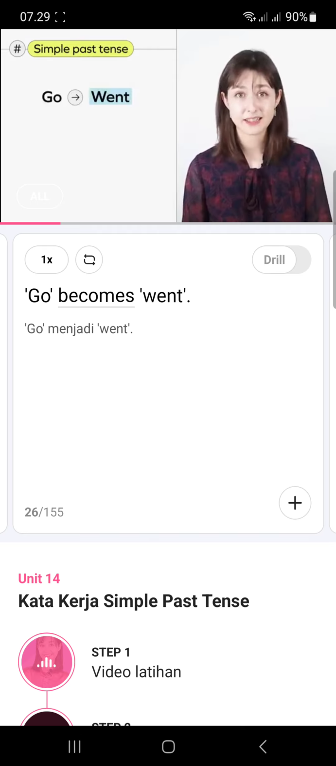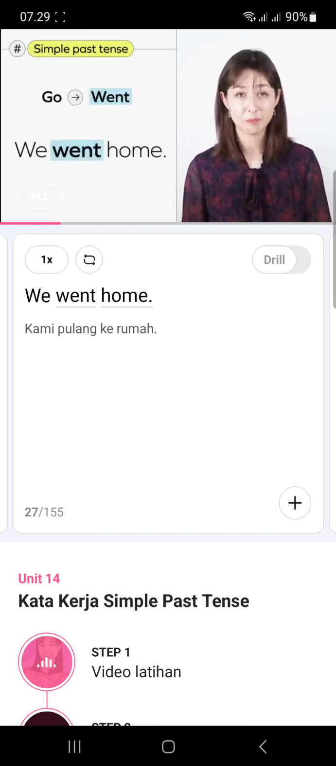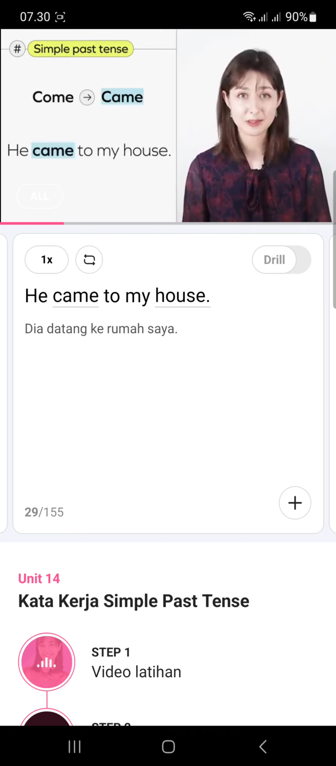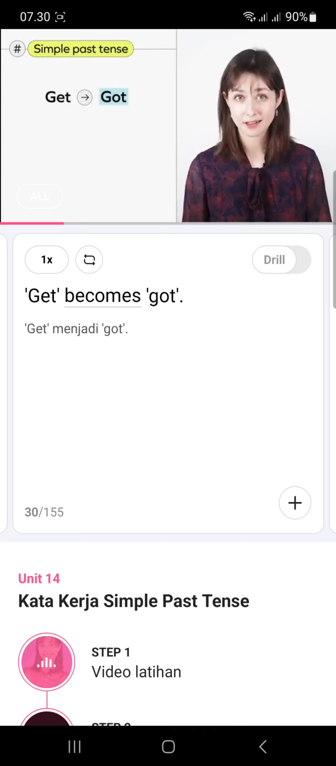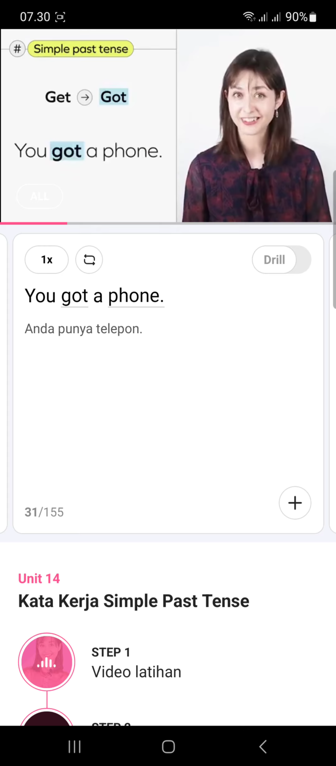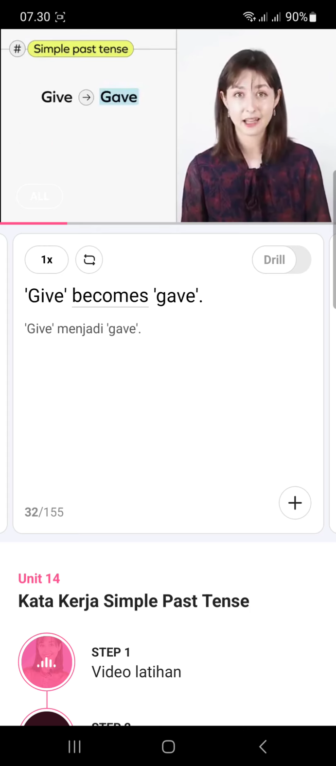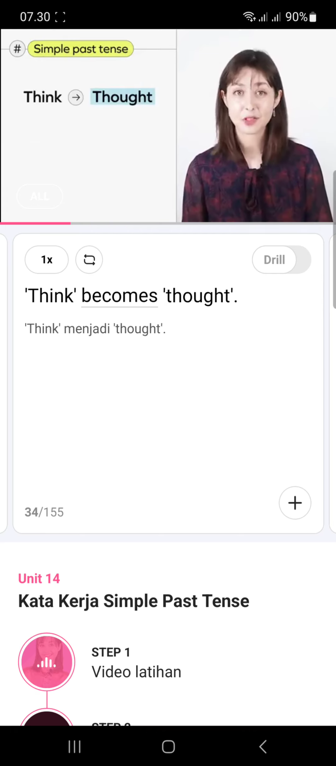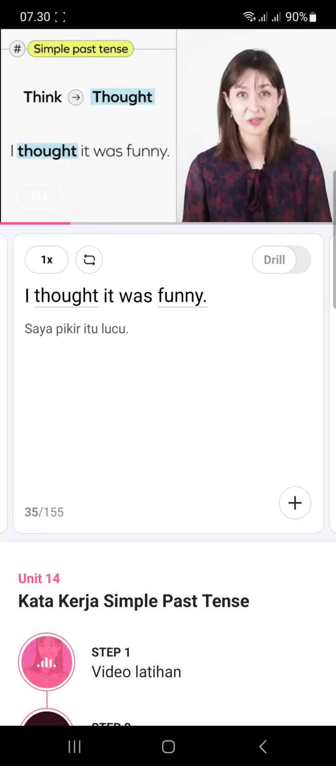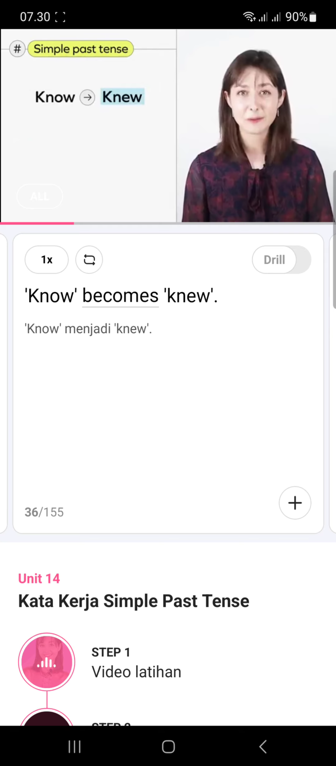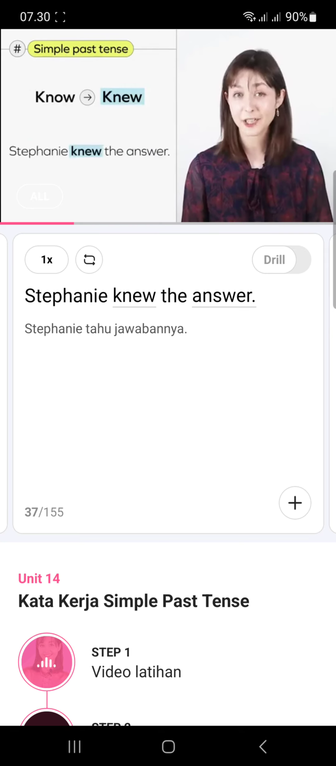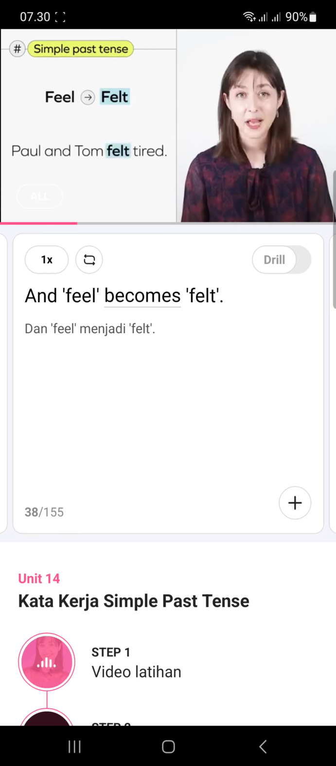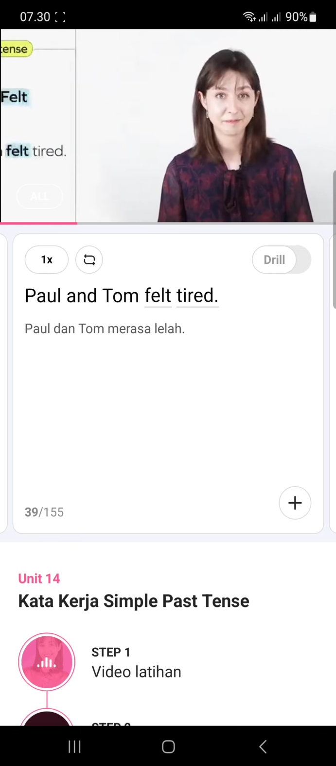Go becomes went. We went home. Come becomes came. He came to my house. Get becomes got. You got a phone. Give becomes gave. We gave him gifts. Think becomes thought. I thought it was funny. Know becomes knew. Stephanie knew the answer. And feel becomes felt. Paul and Tom felt tired.